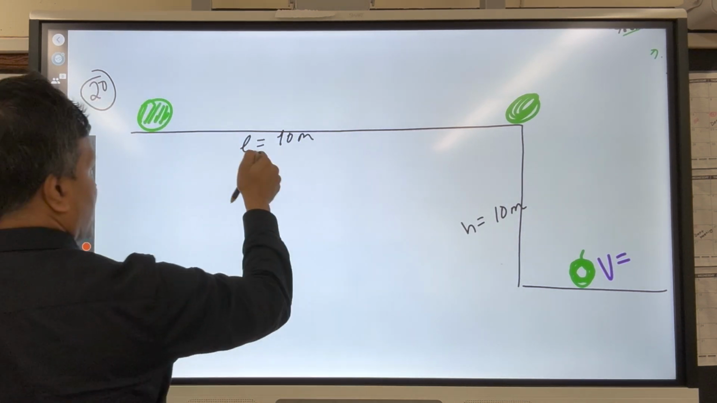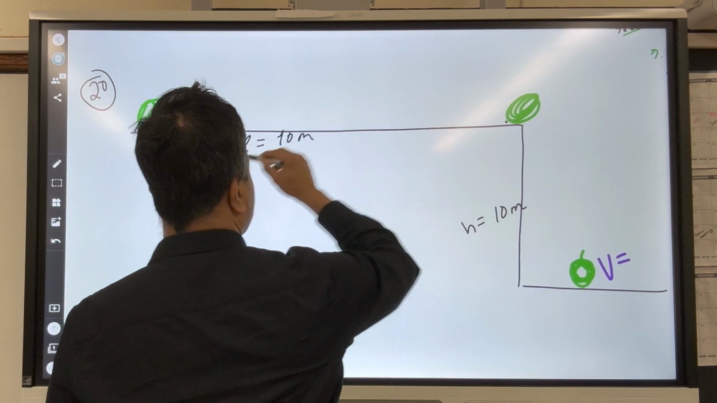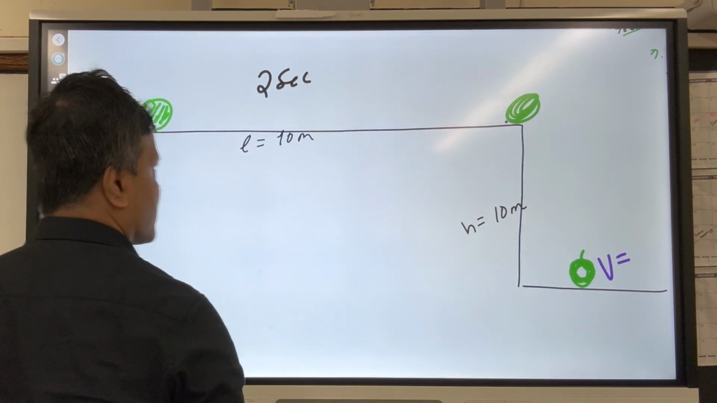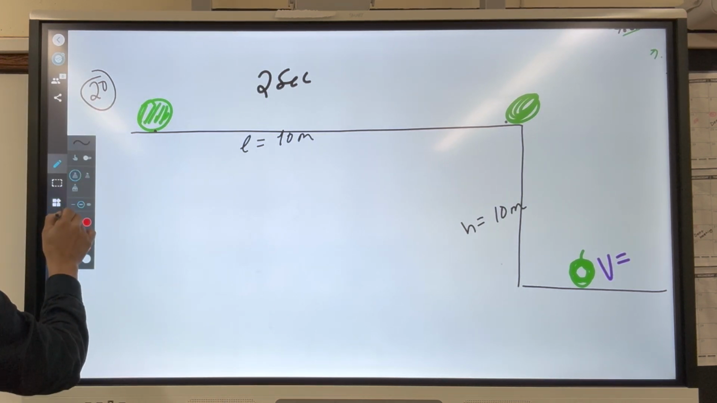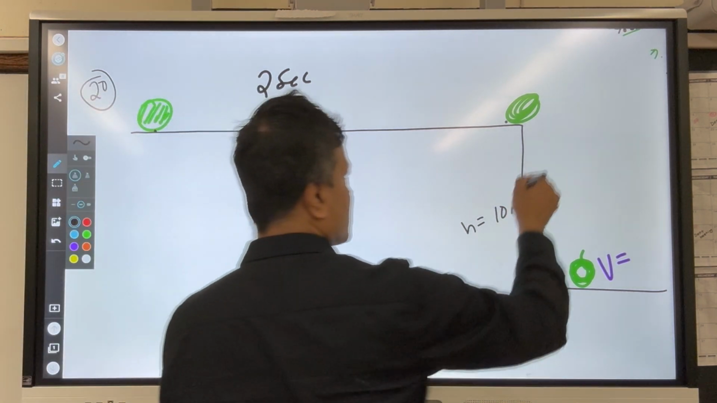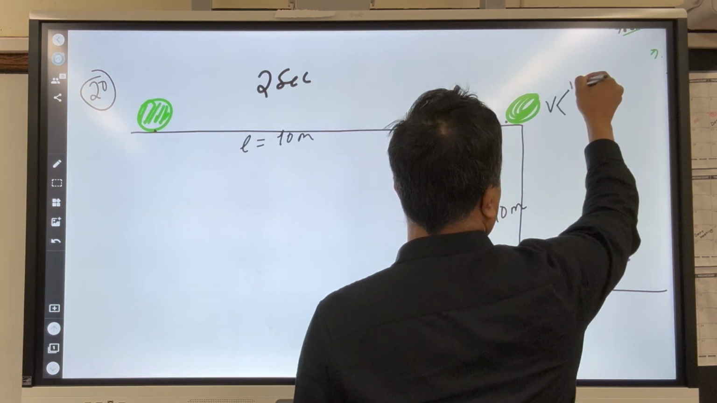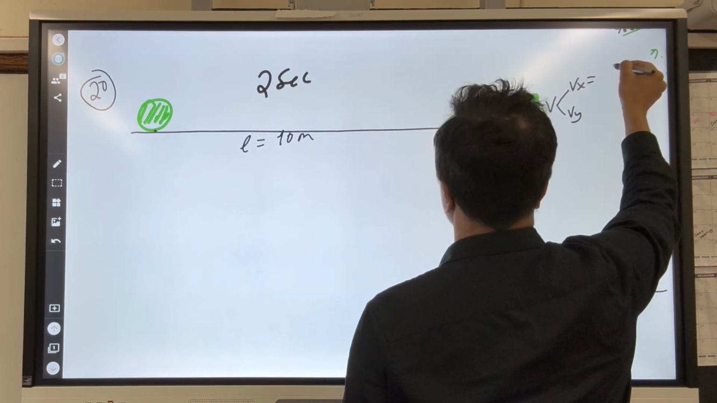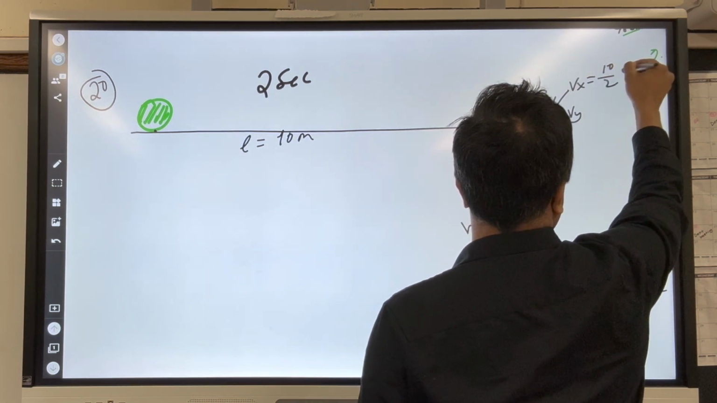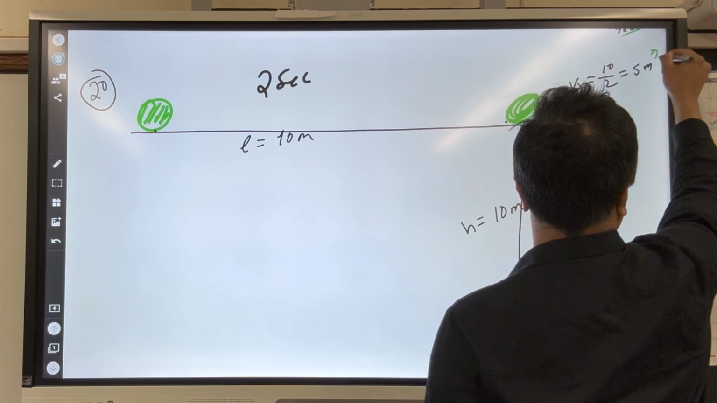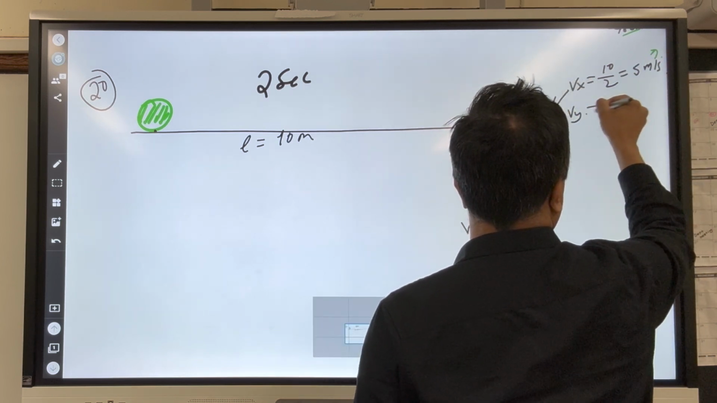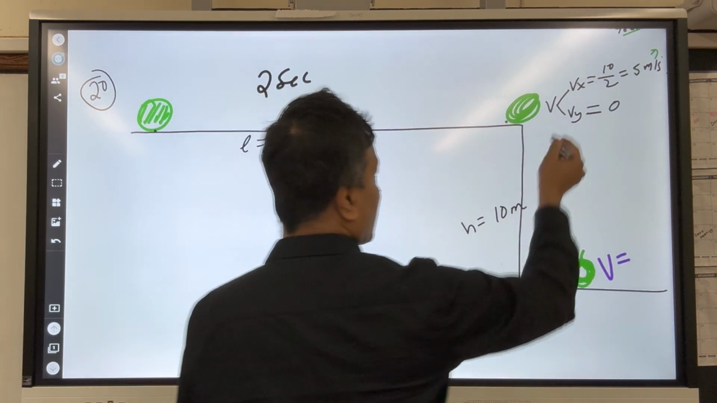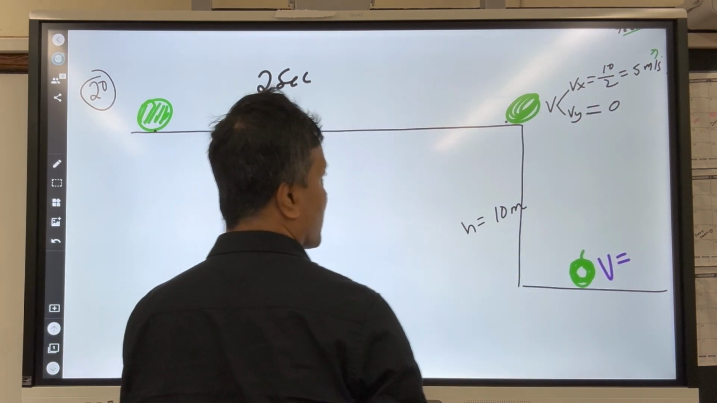And I told you that from here to here, this 10 meter, the marble takes 2 seconds. But who cares? We don't care. We know the velocity has Vx and Vy. Vx is, of course, distance over time, 10 over 2, which is 5 meters per second. And the vertical initial velocity is 0. We don't care about horizontal velocity, we care about vertical velocity.